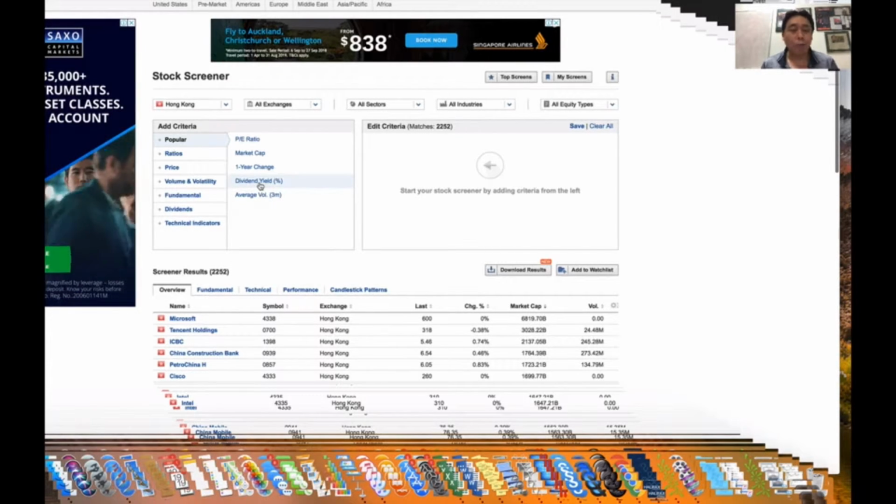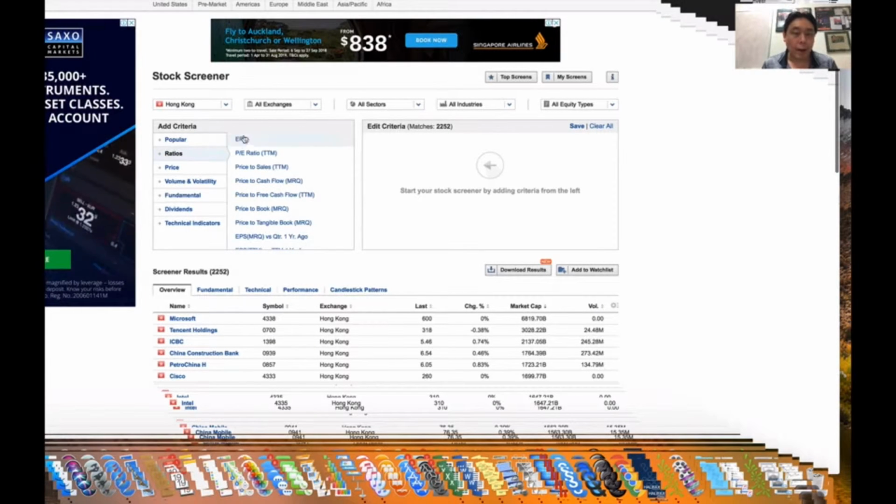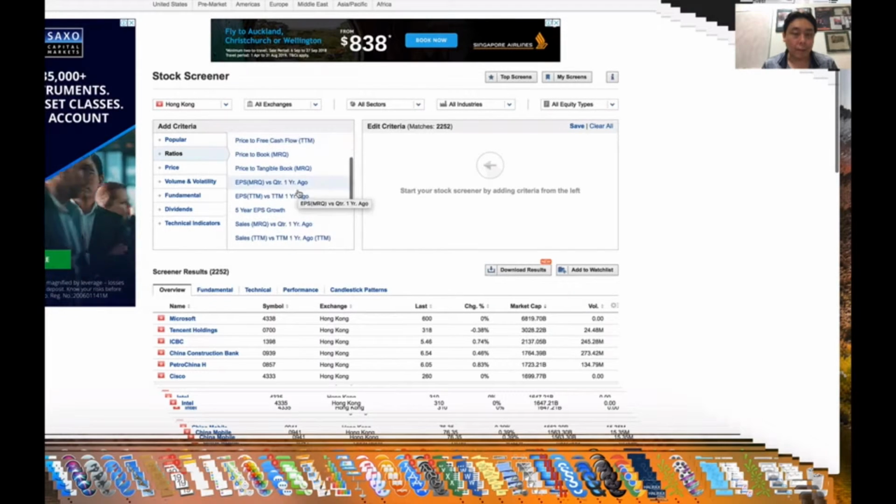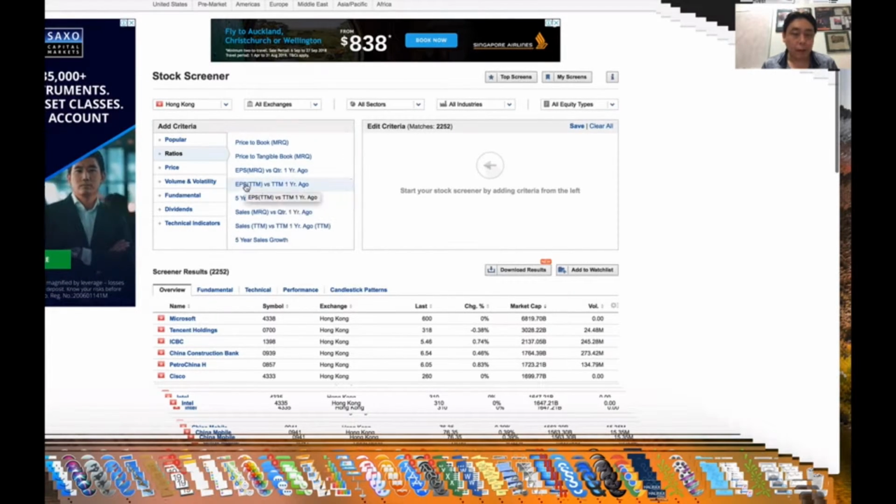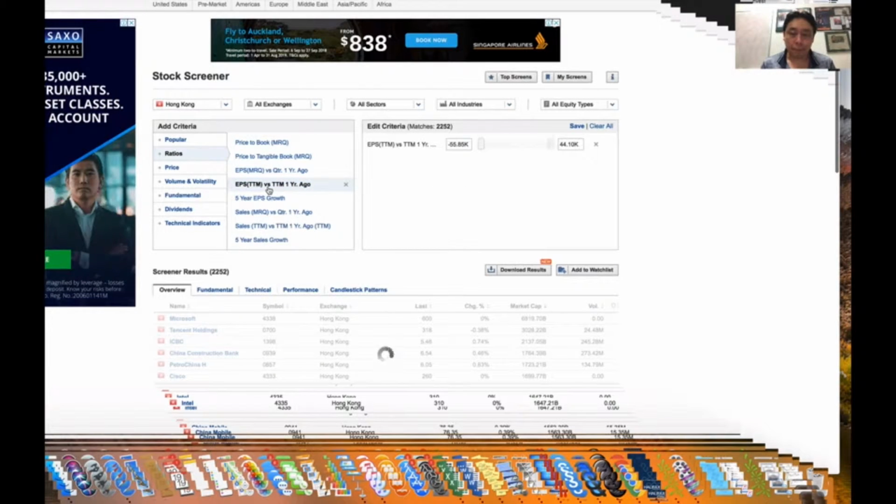The only thing that could be important would be dividend yield if you happen to want to buy the stock specifically for dividends, but if not, then it's not that important. What's more important would be under ratios, where what I find important is over here, the earnings per share for the last 12 months versus a year ago. So basically it's telling you the earnings growth over the last 1 year. So I'm going to click on that.